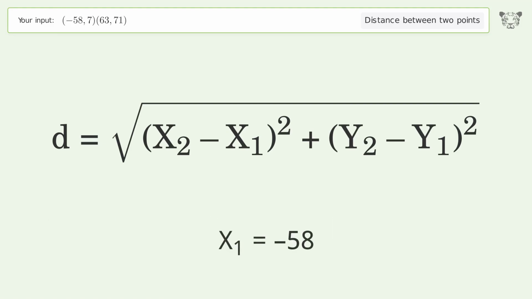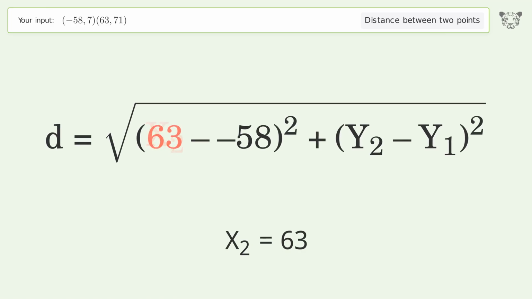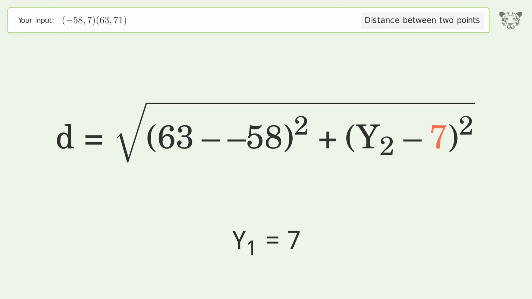x1 equals -58. x2 equals 63. y1 equals 7. y2 equals 71.